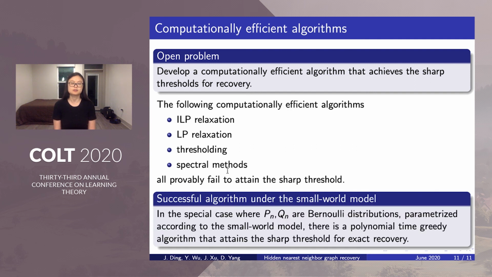Our positive result is that in the special case that corresponds to the small world model, we were able to develop a polynomial time algorithm that attains the sharp threshold for exact recovery. However, this algorithm heavily relies on the fact that the edge weights are binary, and at the moment it is unclear to us whether or not this algorithm can be extended to our more general hidden nearest neighbor graph model.